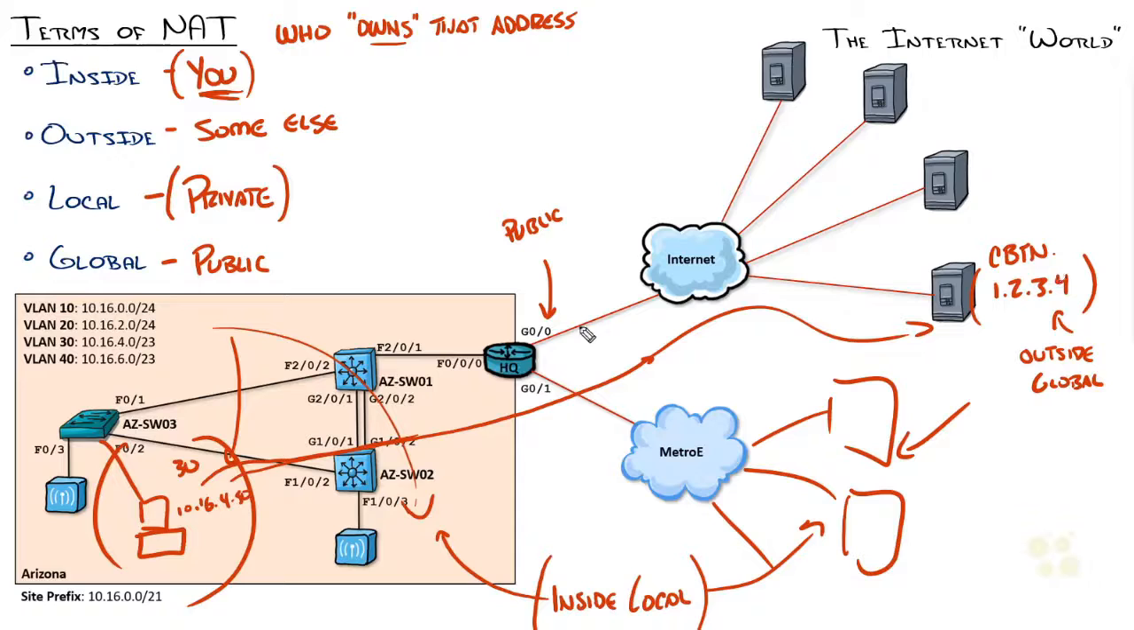So, okay, whoa, wait a sec. Right here, we have an address. Let's just say it's 203.0.11.2 or whatever. So as you go to access the internet, you get translated from your inside local, meaning it's something you owned, it was private, right?